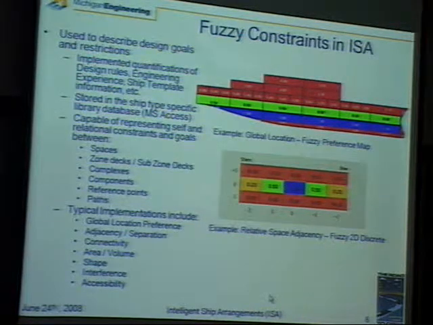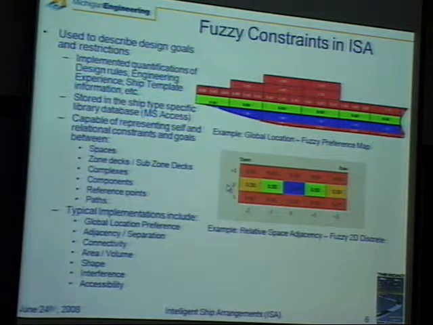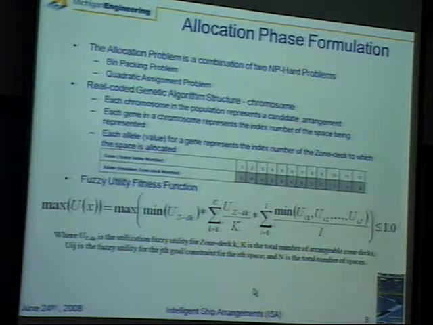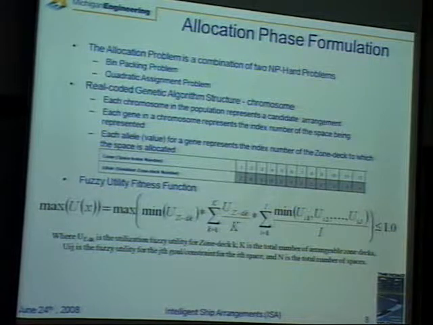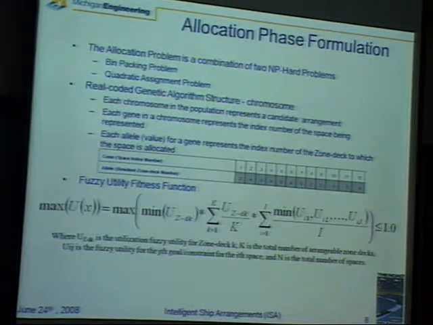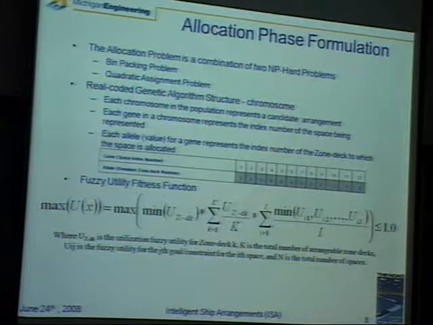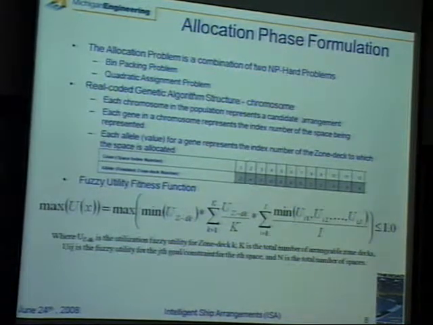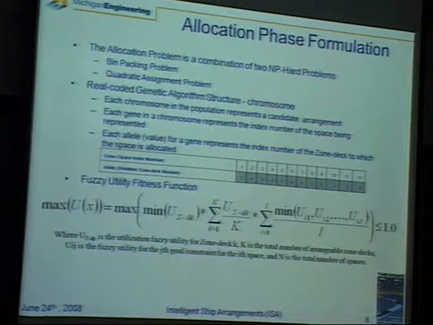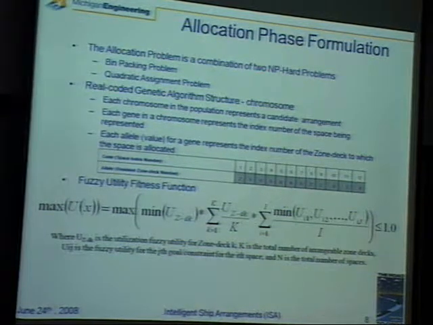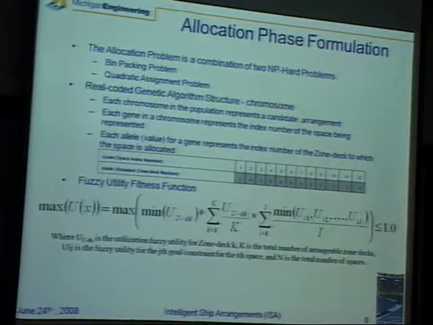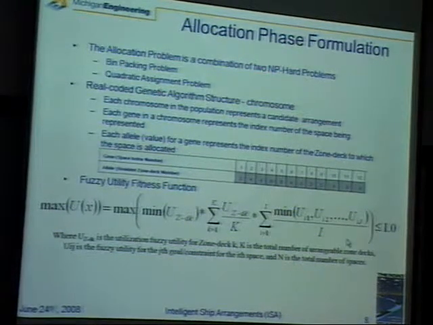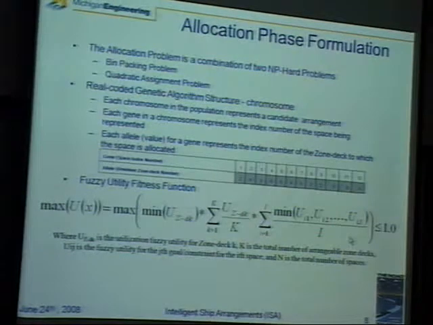and set the constraints in terms of geometry. Okay, that's the allocation stage. We utilized a genetic algorithm. It's very similar to the bin packing problem we talked about in previous classes. And this is our fitness function.